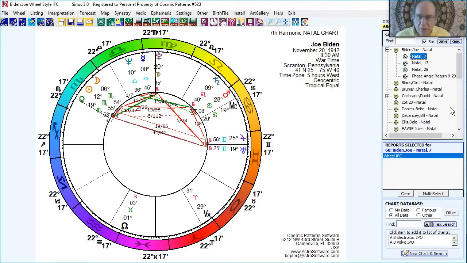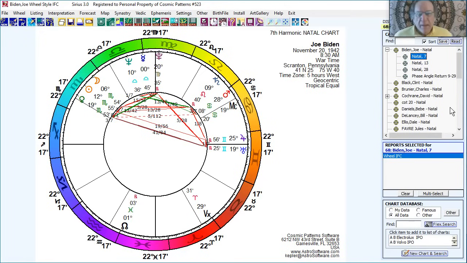The unfortunate thing about Joe Biden is that his birth data is only A accuracy, which means it's not from a birth certificate or birth record. He told an astrologer years ago that he was born at 8:30 in the morning. So hopefully it's accurate. We need to keep that in mind. And this will also be a lesson in being aware of problems with inaccurate birth times.